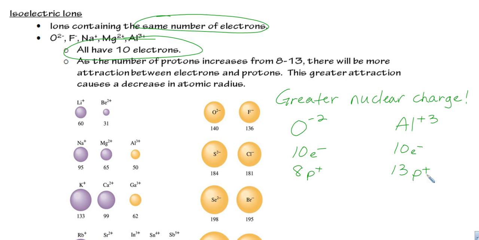And so here in aluminum, if I've got a stronger attraction between the nucleus and those existing 10 electrons, that's going to cause the atom to shrink a little bit. So when you have a greater nuclear charge, and I should make a little arrow, that's going to cause greater attraction.